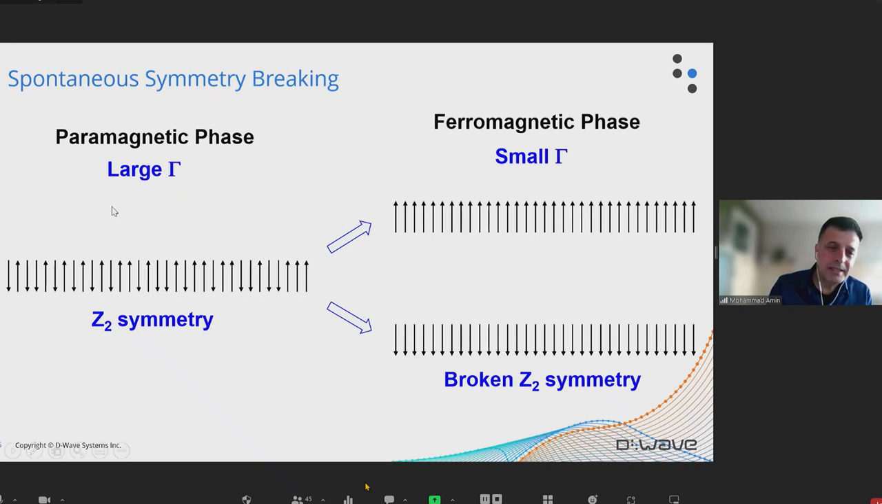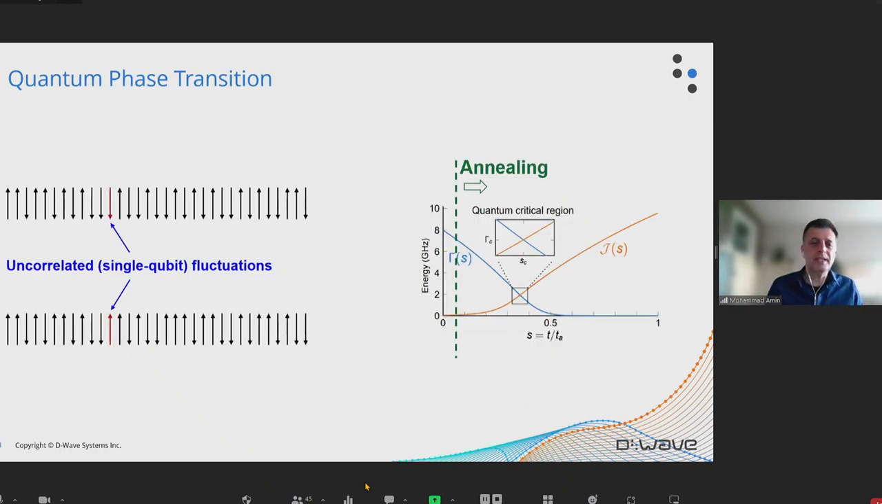In the paramagnetic phase, basically the probability of being up and down is equal for every qubit, and every solution has Z2 symmetry, meaning up and down are equally probable. When you go to the end of annealing, you get either up or down, not both. So the solution you get does not have Z2 symmetry. It's broken Z2 symmetry, while the Hamiltonian still has Z2 symmetry, and this is called spontaneous symmetry breaking. And whenever you have spontaneous symmetry breaking, you should expect a quantum phase transition, a second order phase transition.